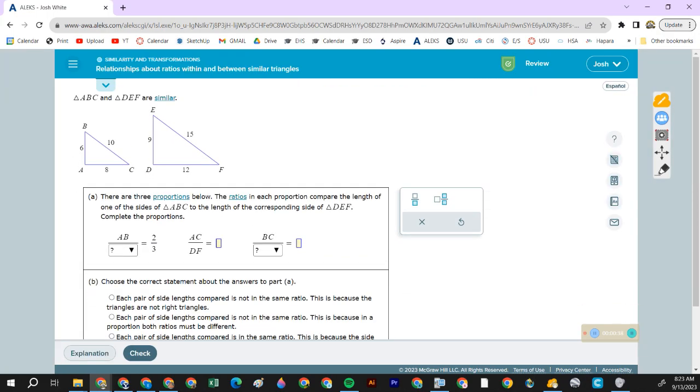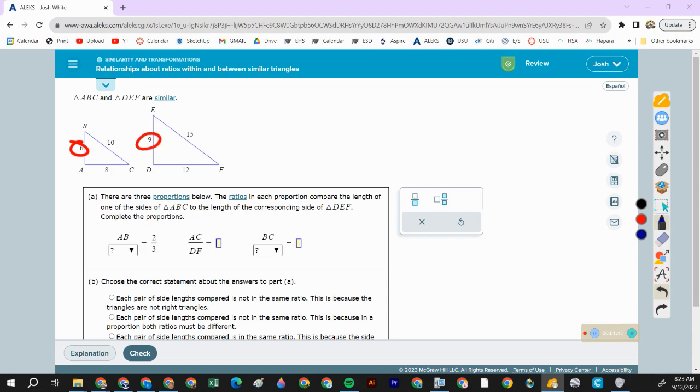All right. So here we have two triangles that are similar. So letter A, there are three proportions shown below. The ratio in each proportion compares the length of one of the sides of ABC to one of the corresponding sides of DEF. Complete the proportions. So length AB is 6, and which side does it line up with? ED. So that would be 9.